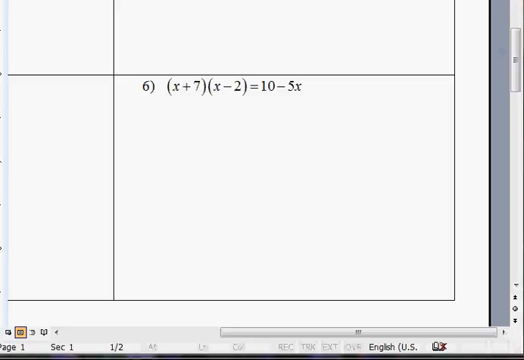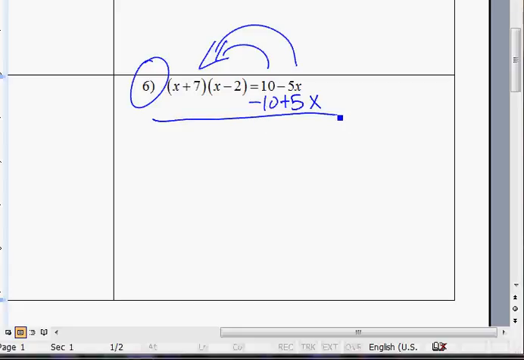Okay, on quadratic equations. If you take a look at question 6 on your quiz, we have x plus 7 times x minus 2 equals 10 minus 5x. Okay, so I went over the rules, and rule number 1 is to put everything on the left side, or put it on one side. So we're going to move this 10 to the left side, and then move this 5x to the other side. And in order to do this, we're going to actually use the additive inverse property.